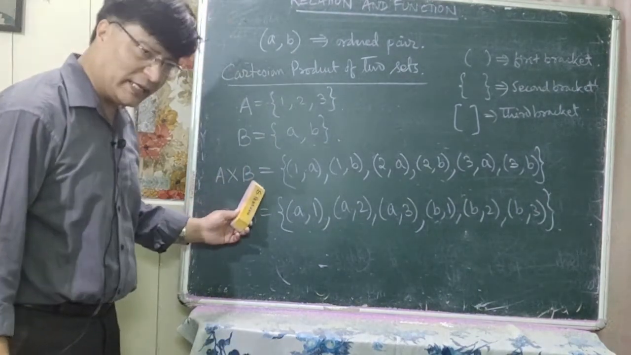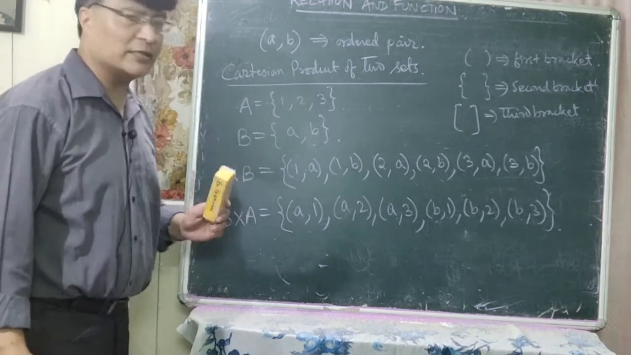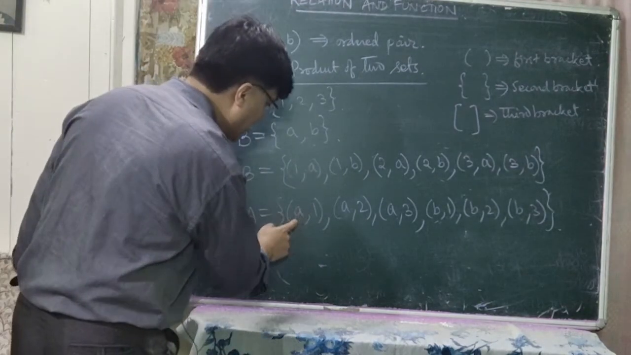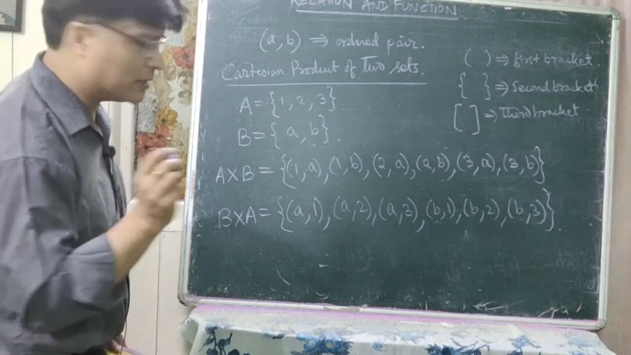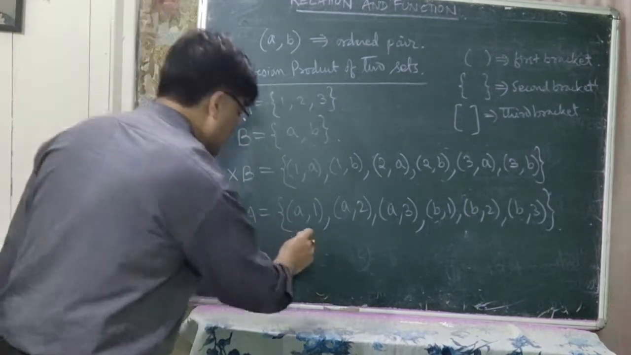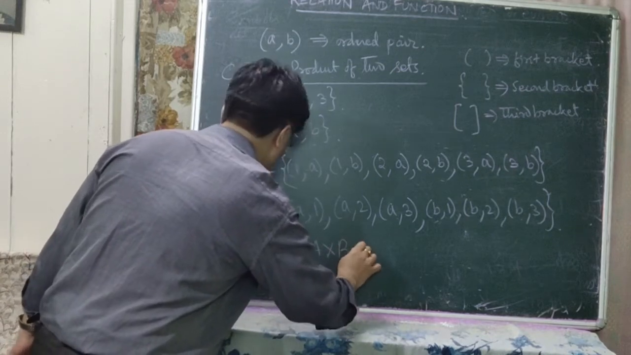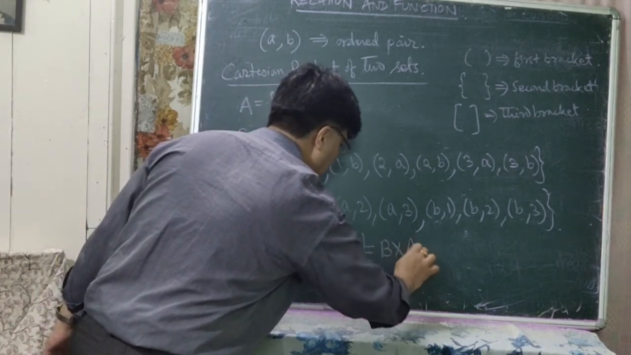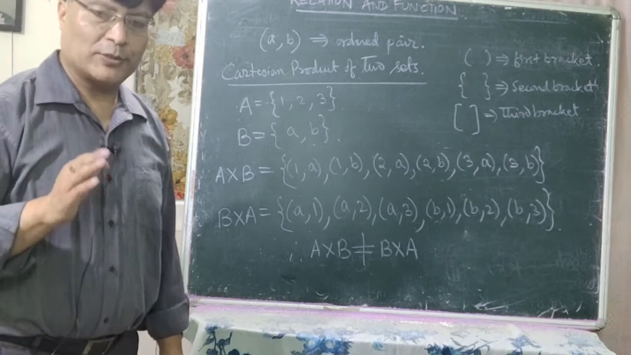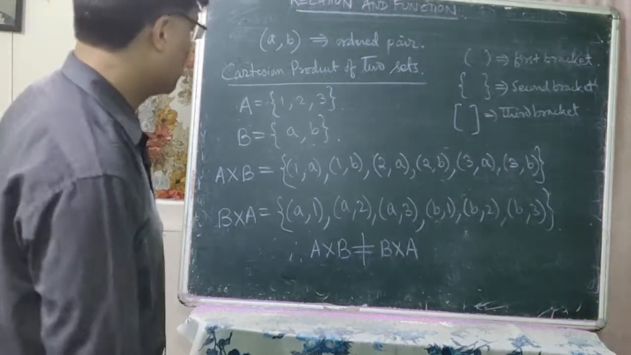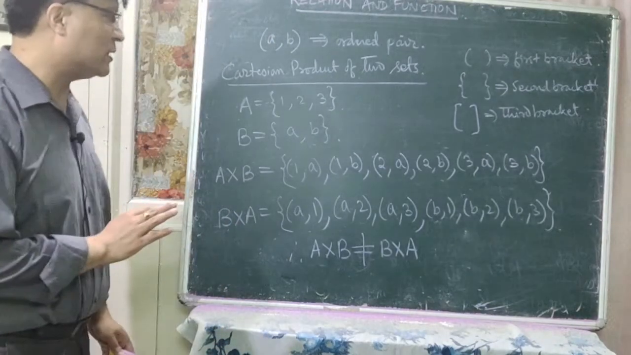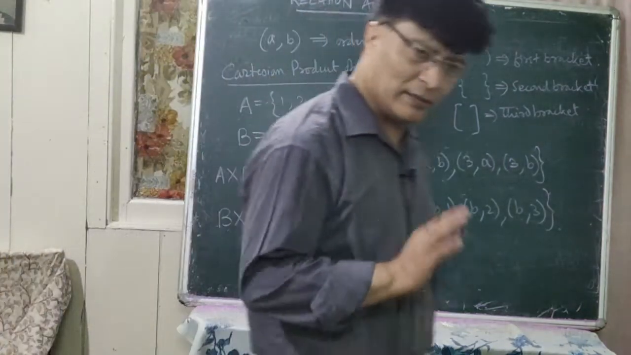This is read as A cross B. This is read as B cross A. This is the Cartesian product of two sets A and B. But are they equal? 1 comma a and a comma 1 are not equal. Do you understand? So in this case, A cross B is not equal to B cross A. I think you have understood it. Is it clear to all of you? So you can note down the example.